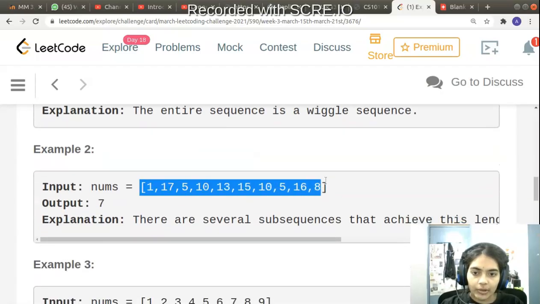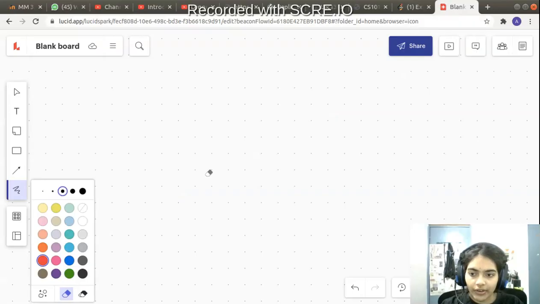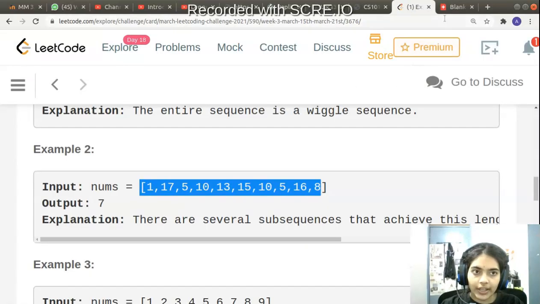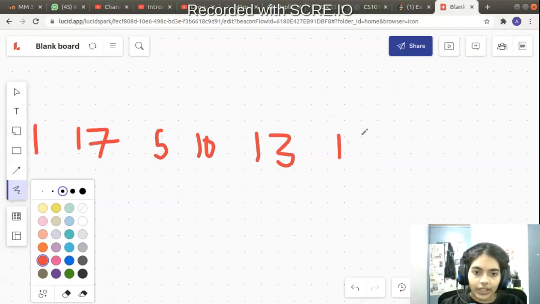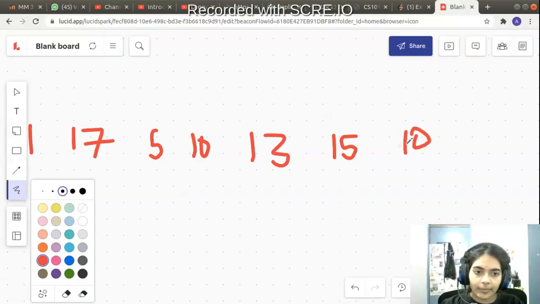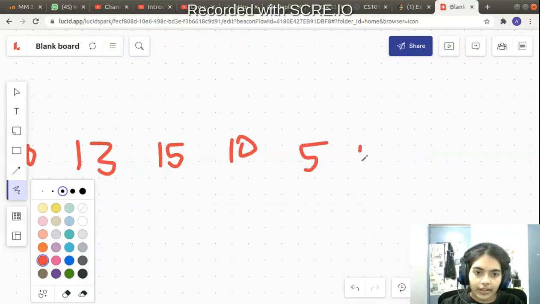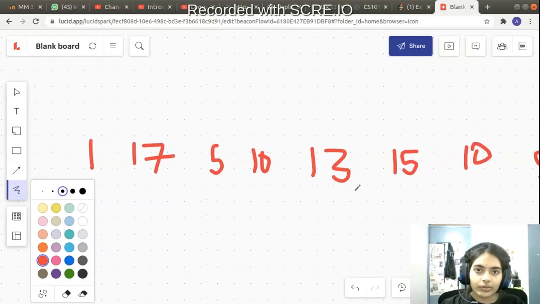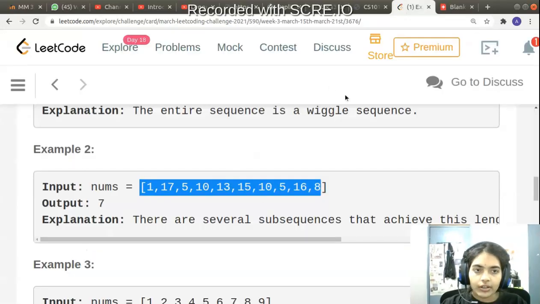Let's take this example to try to understand. So you have 1 17 5 10 13. Let me write it. 1 17 5 10 13, and then you have 15 10 5 16 8. So let's try to find the maximum length of the Wiggle subsequence that we have here. So it should be 7.